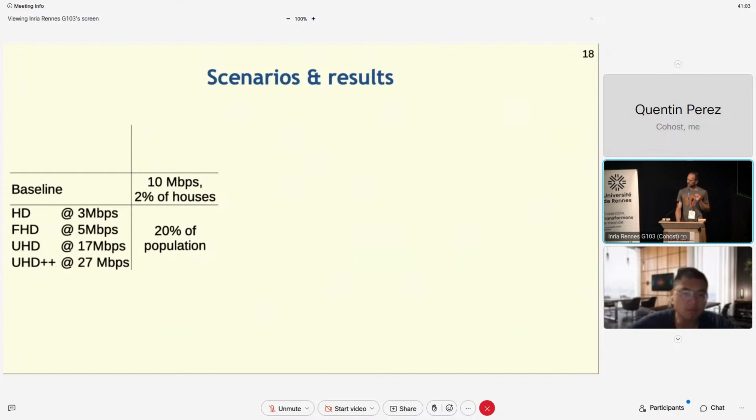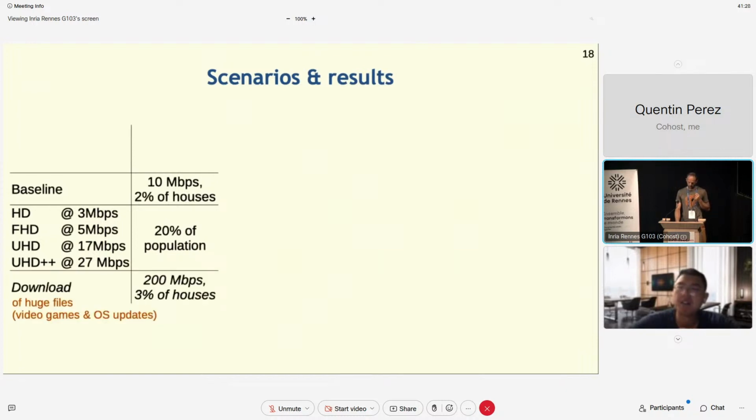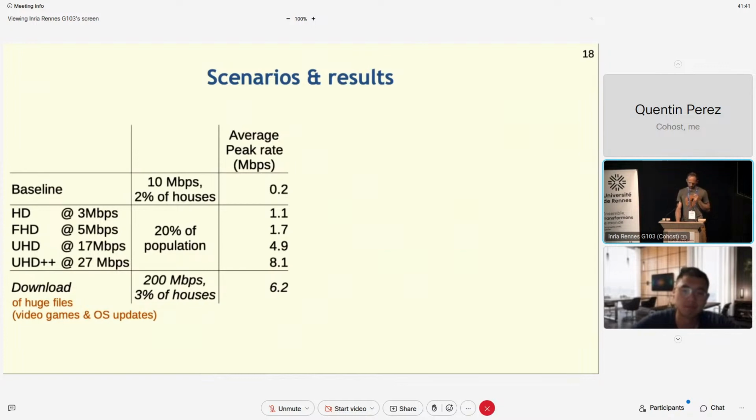So we start with a baseline that is supposed to correspond to a very basic usage of internet without any intensive traffic, no video, and sober websites, and so on. Then we have four scenarios making an additional intensive use of video streaming with about 20% of watchers at peak hours and different levels of video quality. And we also added one download scenario of huge files, such as video games or operating system updates, that reflects a very different usage pattern. Then in this column, you can read the corresponding average peak rates per house.